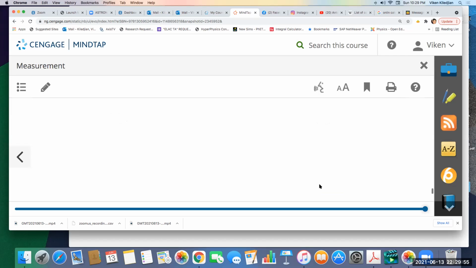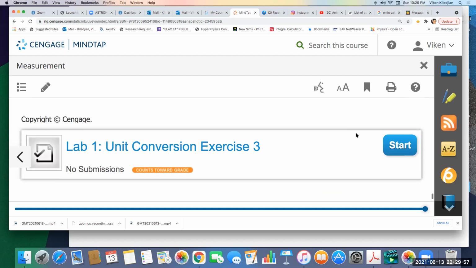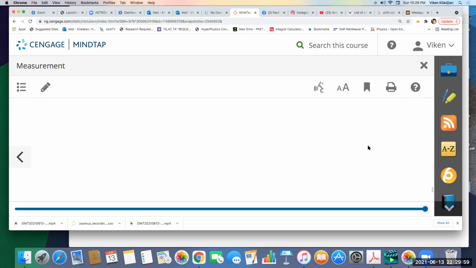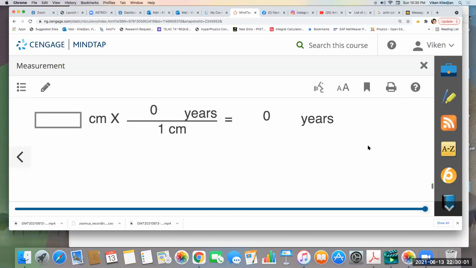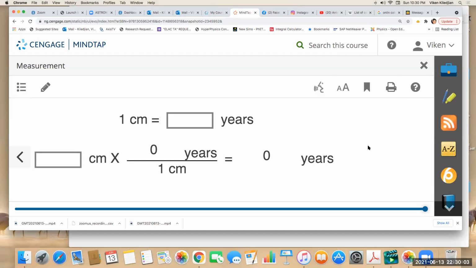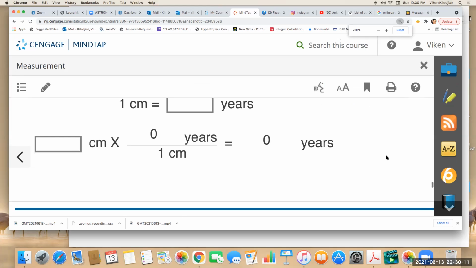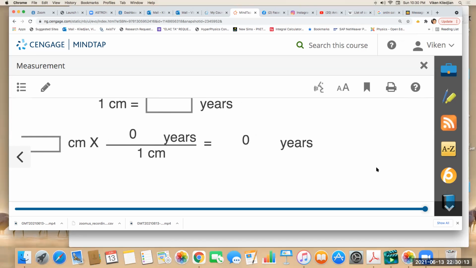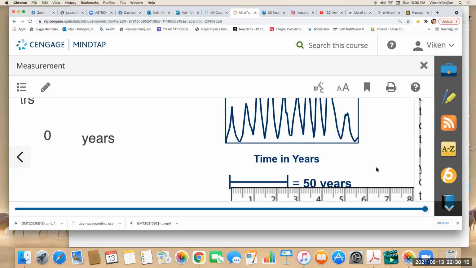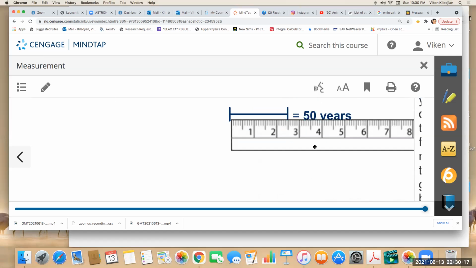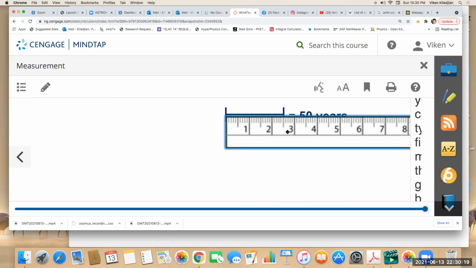Where was my ruler? Oops. Did it disappear? Oh, it was all the way to the right. Okay. When I'm zooming in... Oh, there it is. Okay. Yeah. So when you zoom in, it goes off the page. So now you go like this.